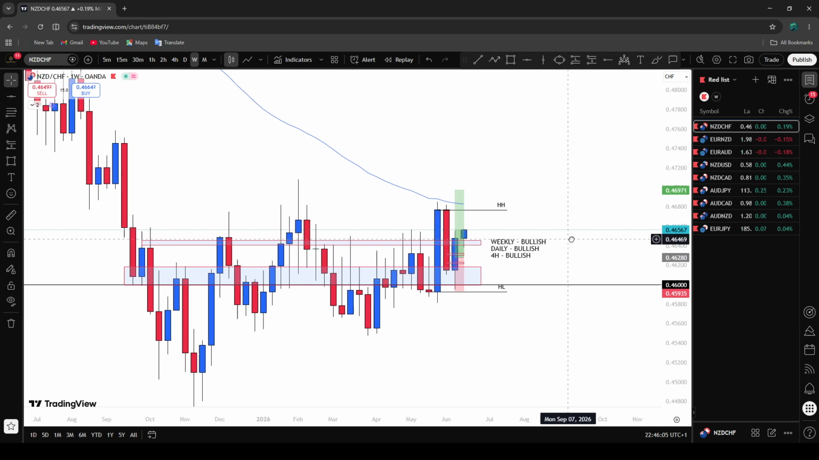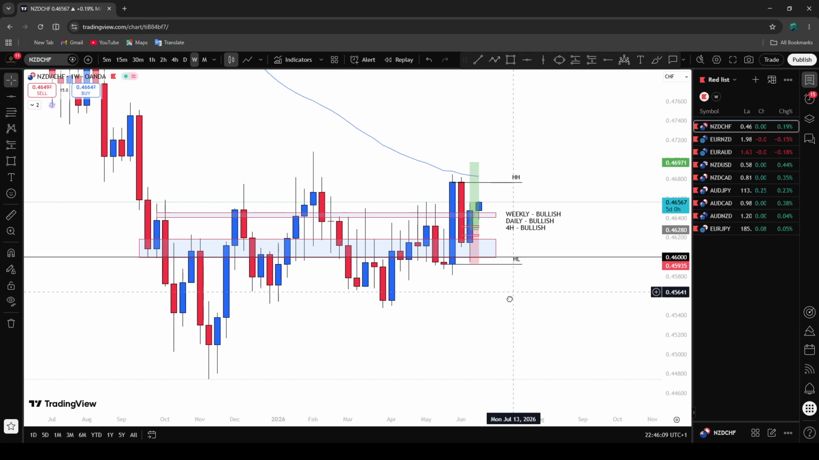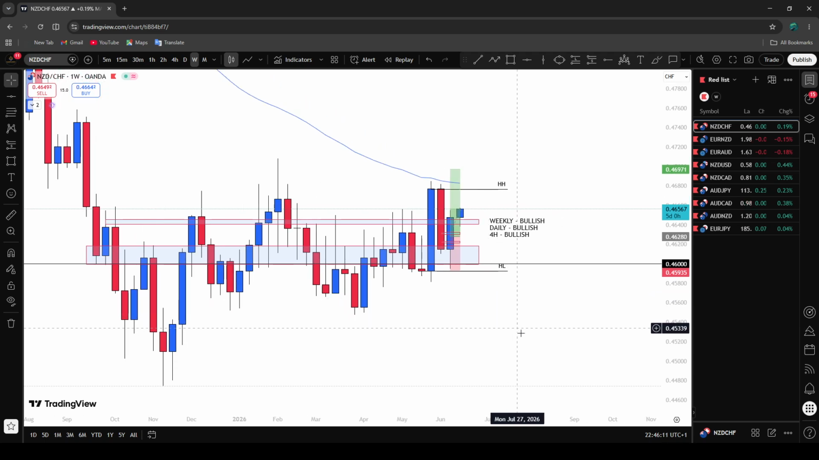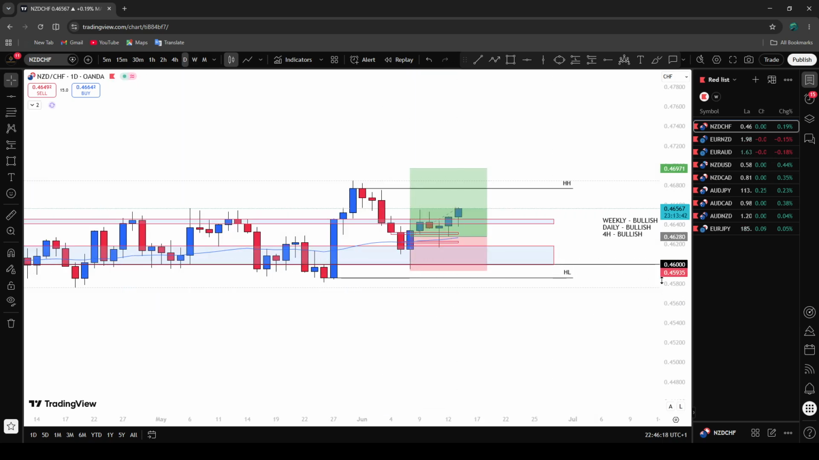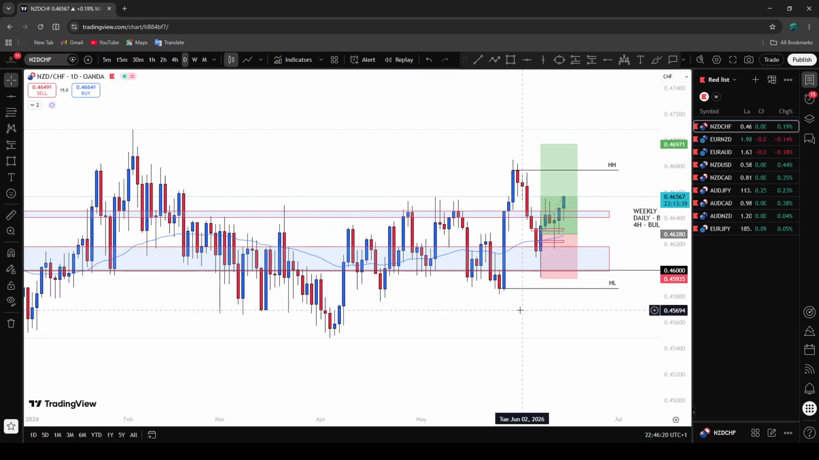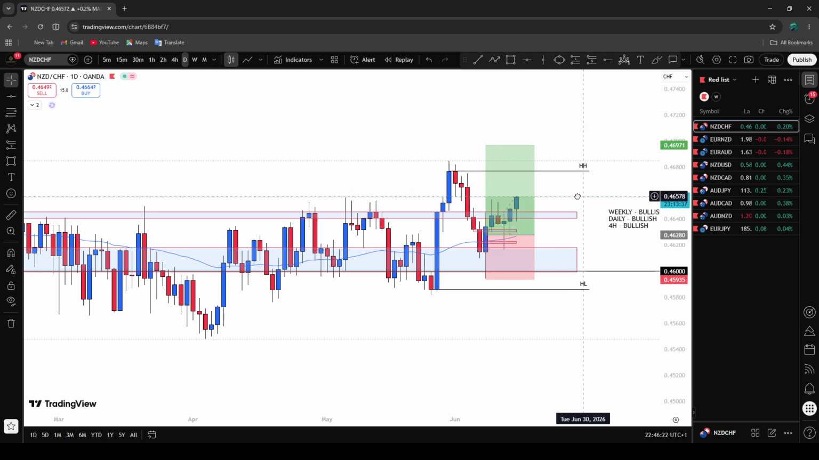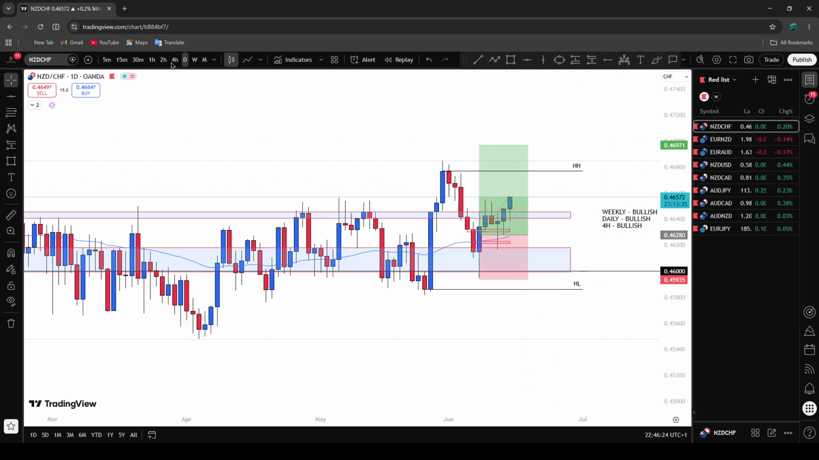So I'll be starting off with NZDCHF. NZDCHF is the trade that I was on last week. So this is how the weekly time frame looks. If we go to the daily time frame, this is how the daily time frame looks, and it's actually reaching out for the move. So fingers crossed, let's see how this trade will play out.